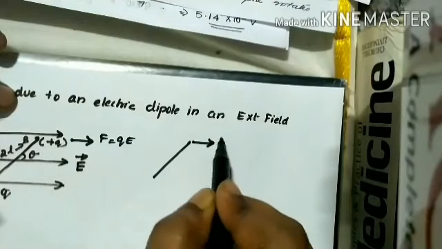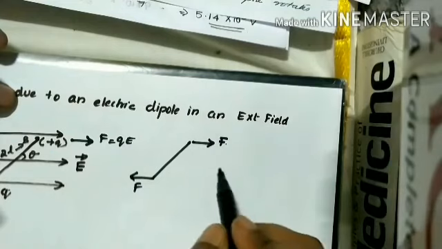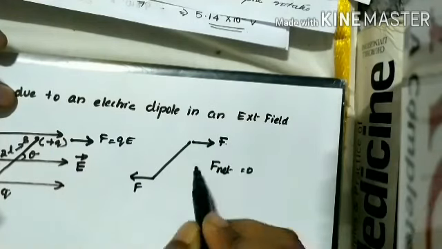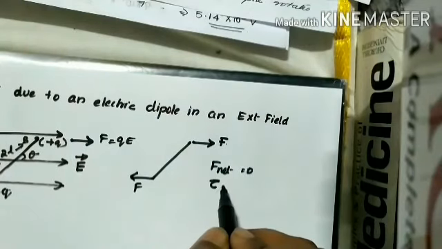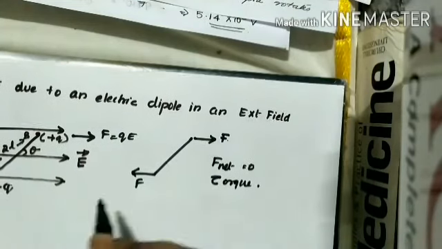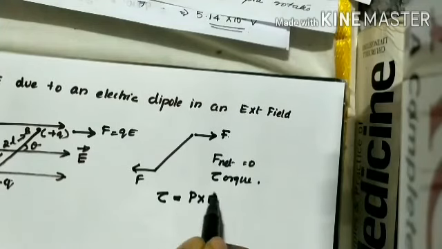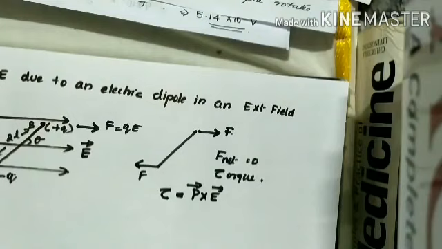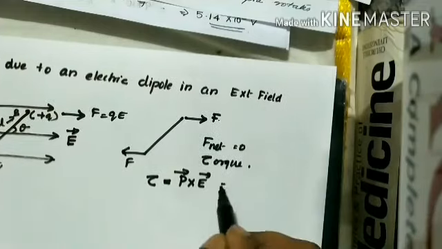So I'm going to redraw here. Here it is F and the other F is in the opposite direction. The net force on this dipole will be 0 because both are in opposite directions and cancel out. So the dipole undergoes rotation, hence a torque. I hope this has already been taught. I'm just making sure. The expression you would have learned is torque equals P cross E. Cross product means PE sine theta. I also mentioned you are supposed to write P cross E, not E cross P.